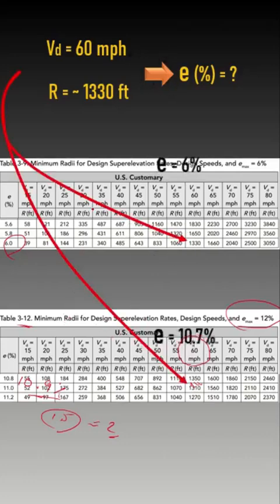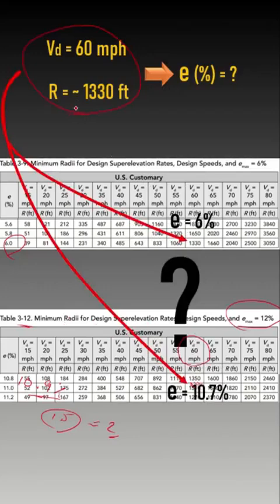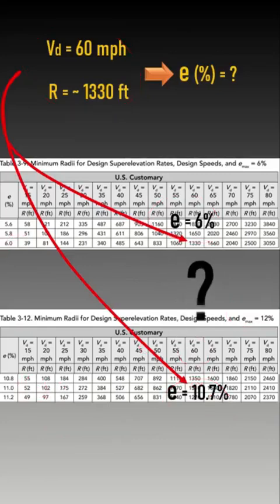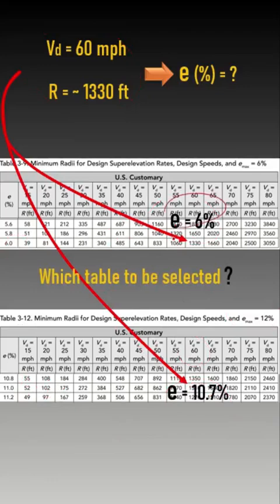First, given the same design speed and radius, how come it comes to two values that different? And second, if referring to different tables comes to different required super elevation, which table should we use for a specific road? I'll try to explain it in this video. It's actually all about the proportion of which the side friction contributes to sustaining lateral acceleration.